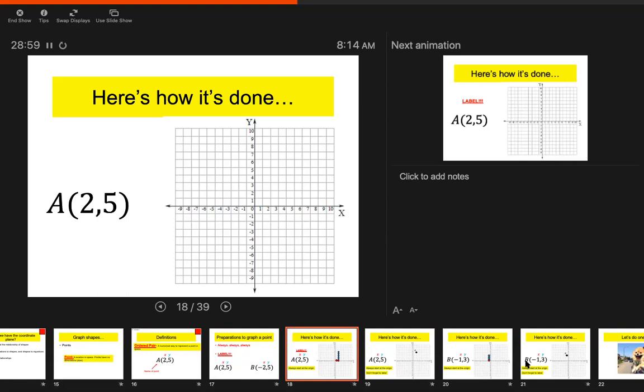X, Y. Okay, let's see how it's done on a coordinate plane. You want to draw the numbers too? You'll see how I show you to do it by hand in a second. Okay, here we go. 2, 5. What's the first step? You label it. I label X, Y. The first number is how far you are left to right.